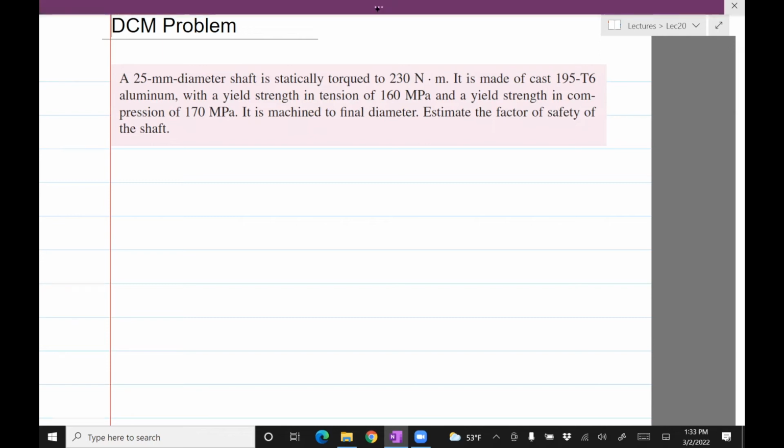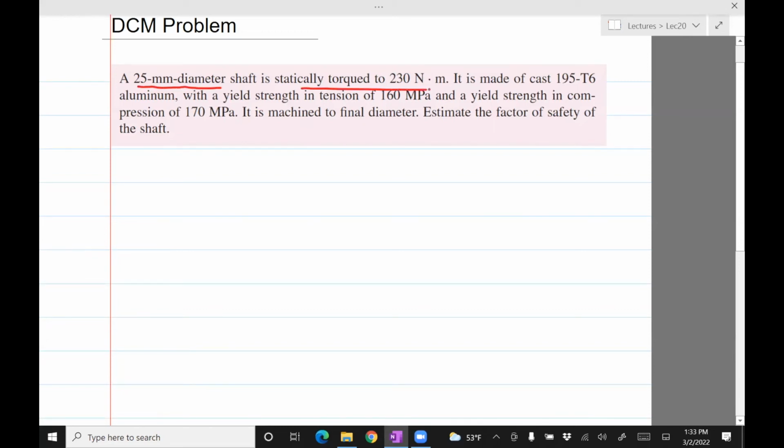Okay, so a 25 mm diameter shaft is statically torqued to 230 Newton meters, made of cast 195 T6 aluminum with a yield strength in tension of 160 MPa and a yield strength in compression of 170 MPa. It is machined to a final diameter. Estimate the factor of safety of the shaft.